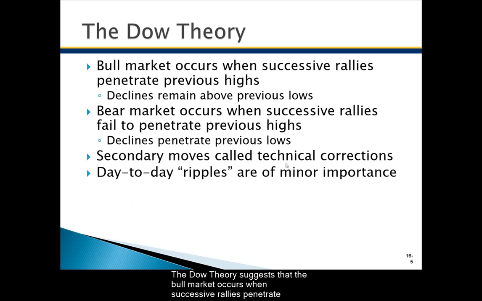The Dow theory suggests that the bull market occurs when successive rallies penetrate previous highs and declines remain above previous lows. It also suggests that the bear market occurs when successive rallies fail to penetrate previous highs and declines penetrate previous lows.